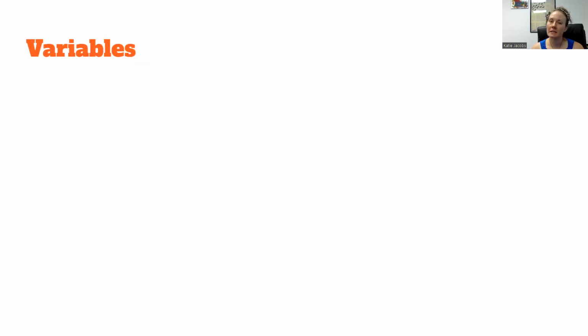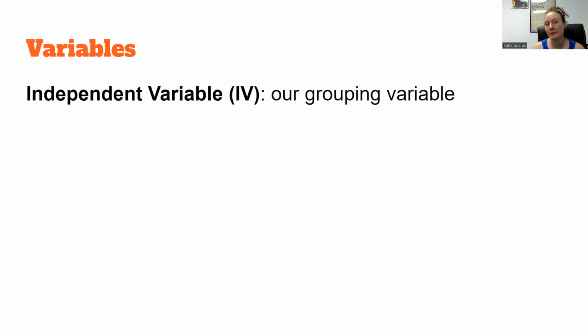There are some variables that we need to be familiar with when working with research design. First is our independent variable, or IV for short. This is basically our grouping variable. A lot of times books like to define this as a thing that we manipulate as researchers, but we don't always use an experimental design when we're conducting quantitative research. And so I like to use it as our grouping variable, which can be applied to experimental designs as well.